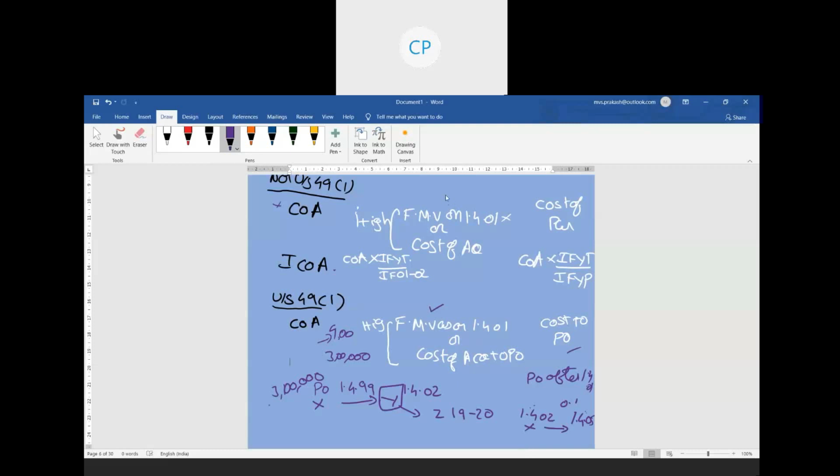Is this clear? Now how do we calculate the indexed cost of acquisition for this? For the same scenario, let us see how we calculate the indexed cost of acquisition. Let us come down 1 second.